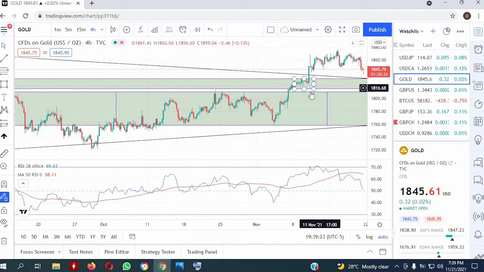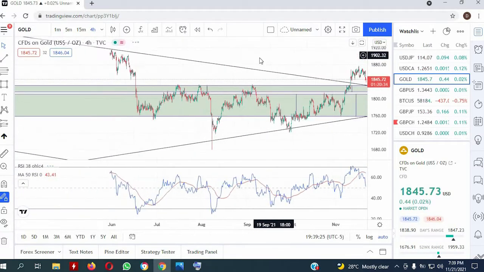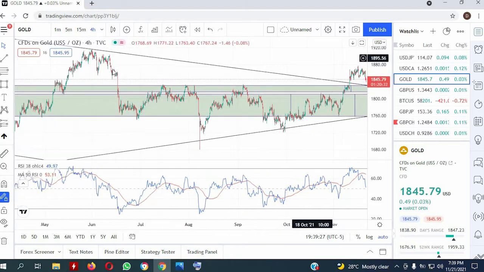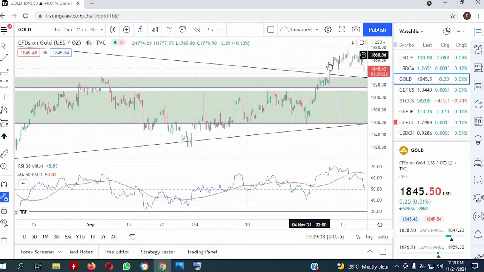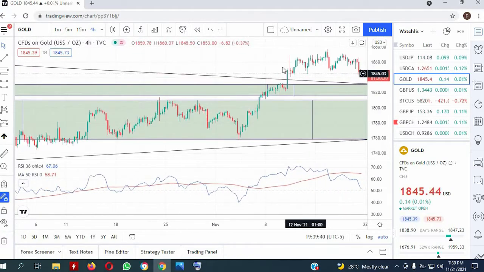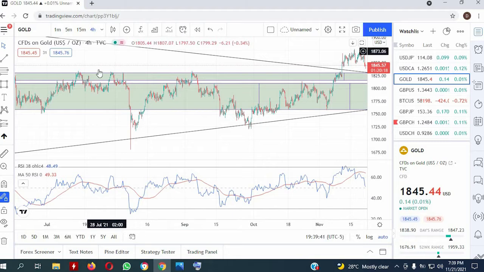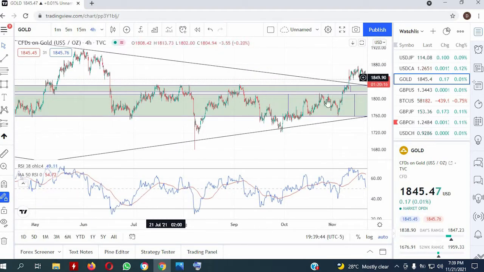So in my last technical analysis, I mentioned that the gold is going to come into this area and meet some resistance into this area. You can look at a sell trade into this area, and I was correct. The gold did come into this area, failed to break through this area right here, and pulled back into this area for support.